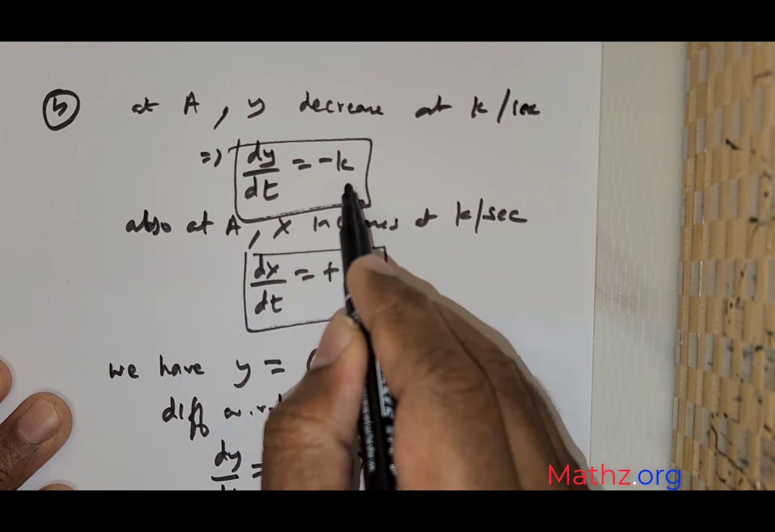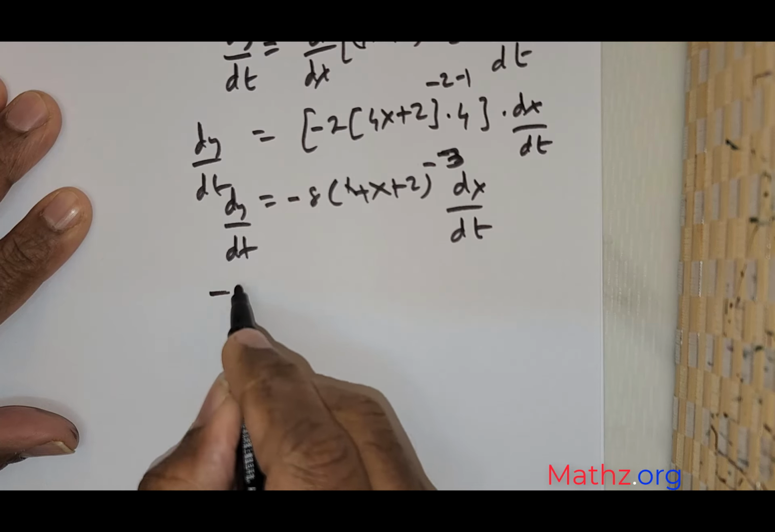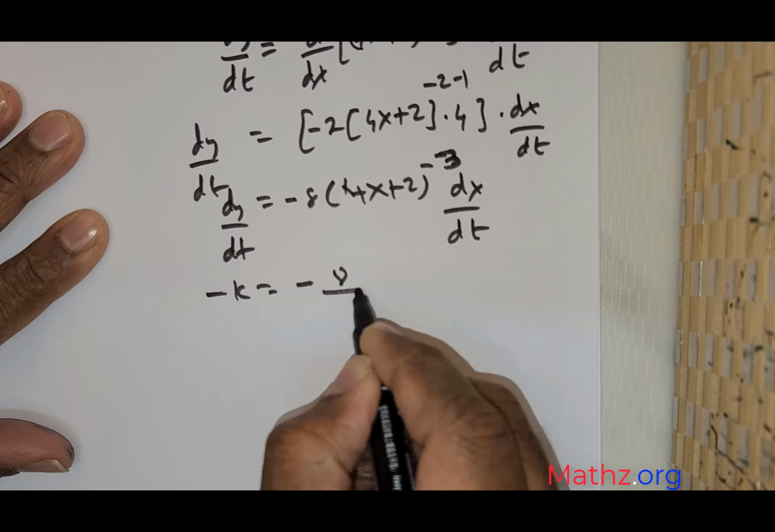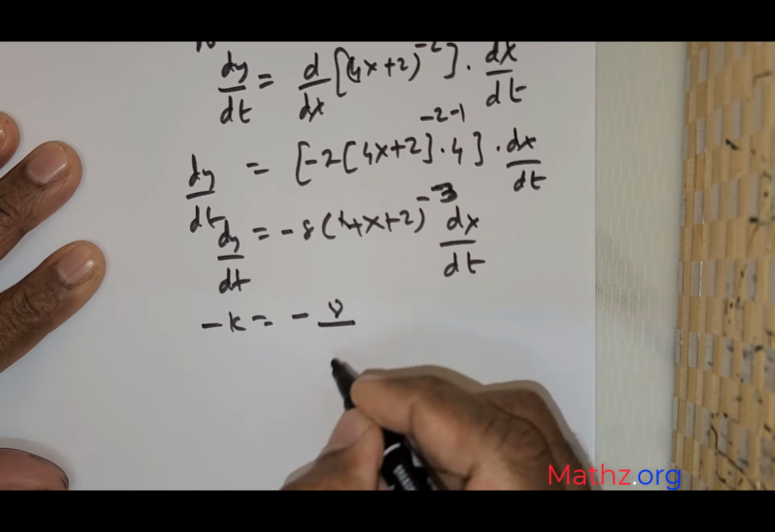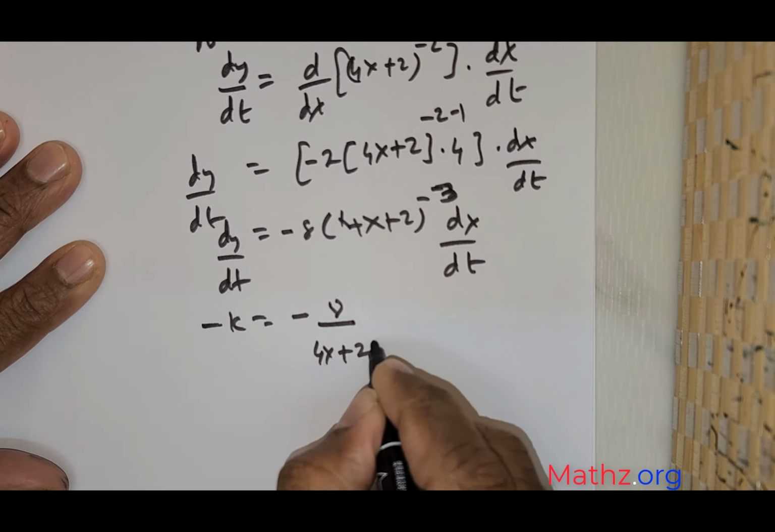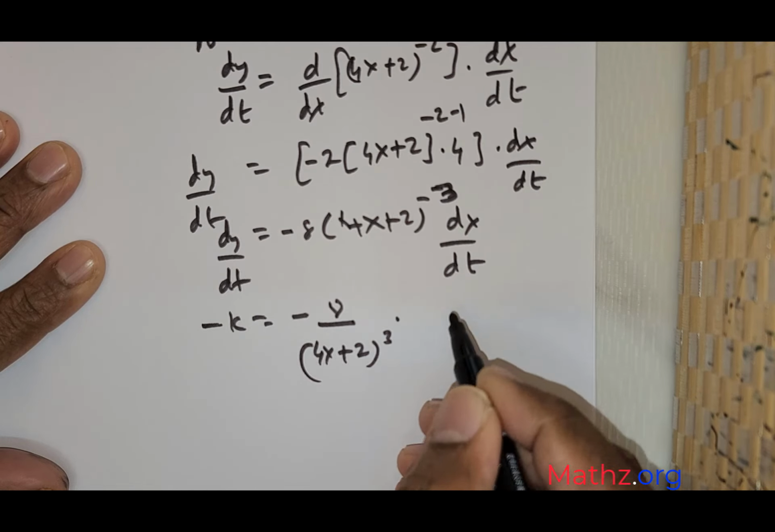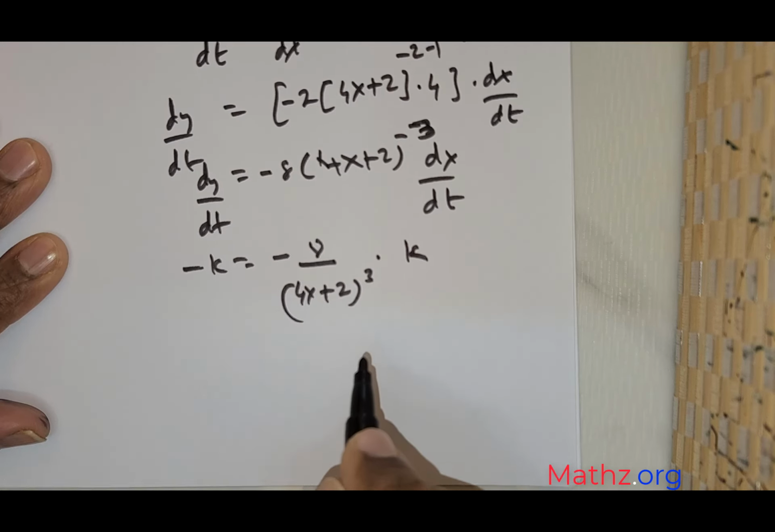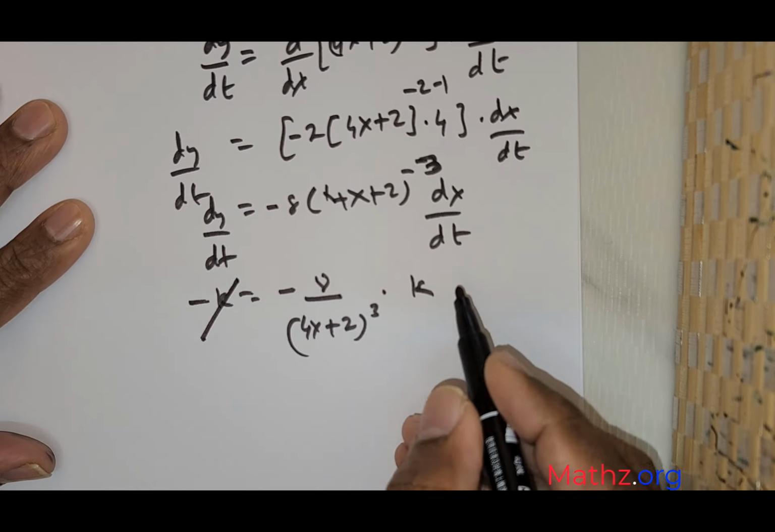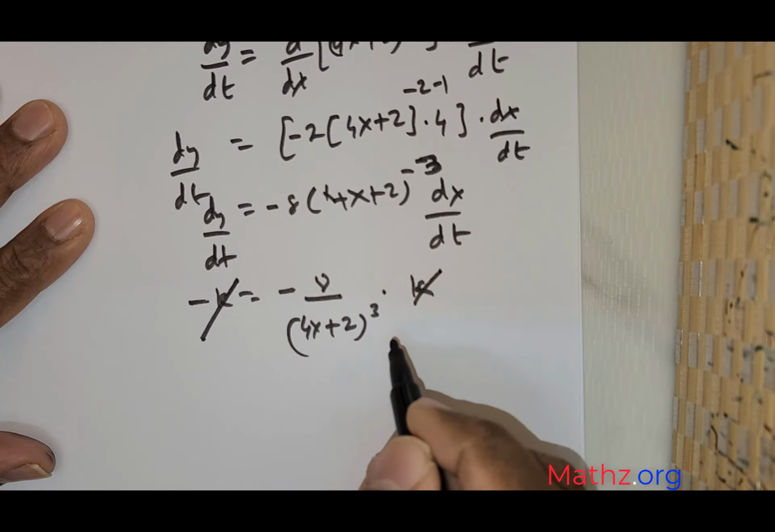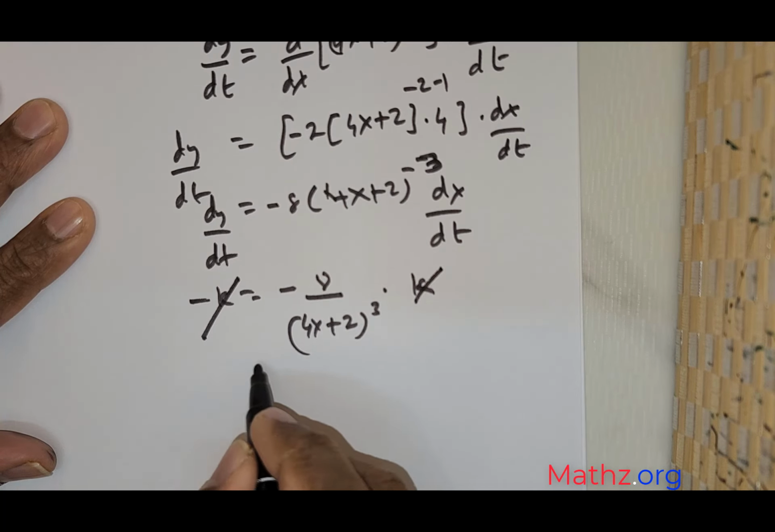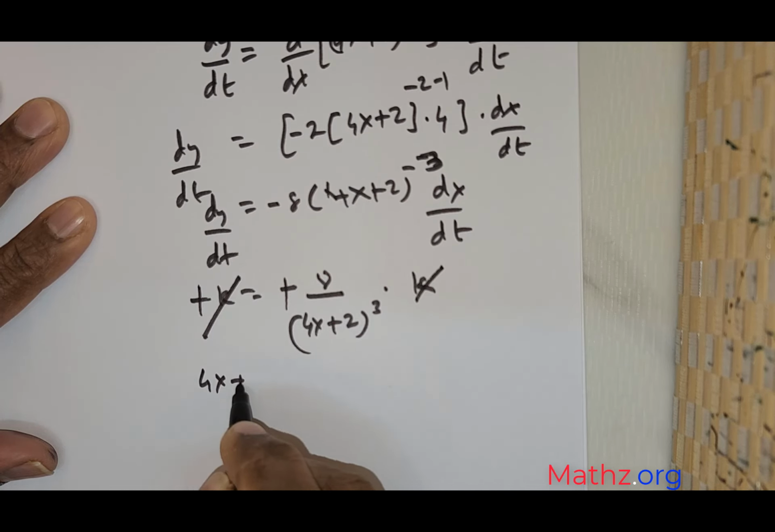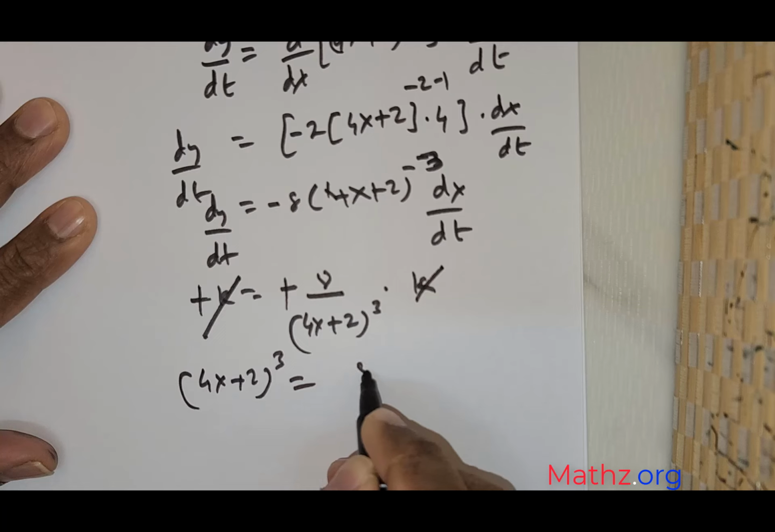Now what is this dy/dt? Negative k. So substitute that. Negative k is equal to negative 8 over (4x + 2) raised to the power of 3, times dx/dt. What is that? Positive k. Now we will have to get rid of these values. k gets cancelled, and negative will become positive. So I have (4x + 2) raised to the power of 3 is equal to 8.